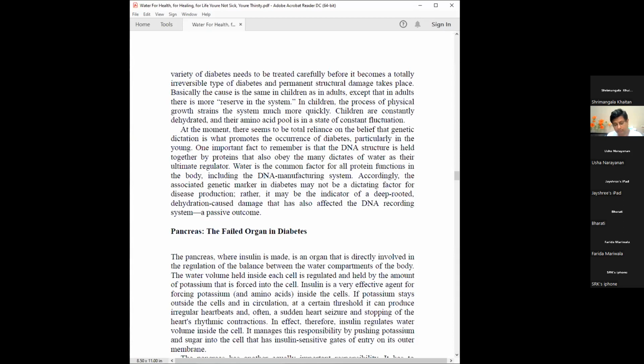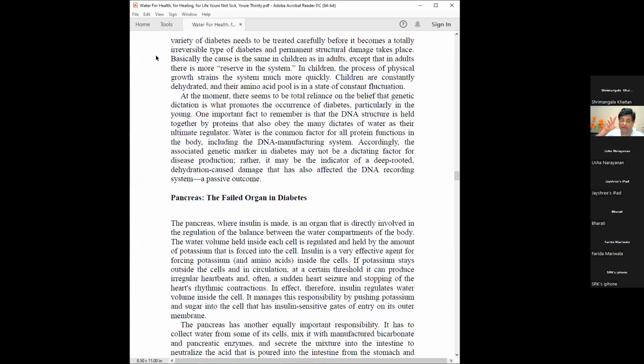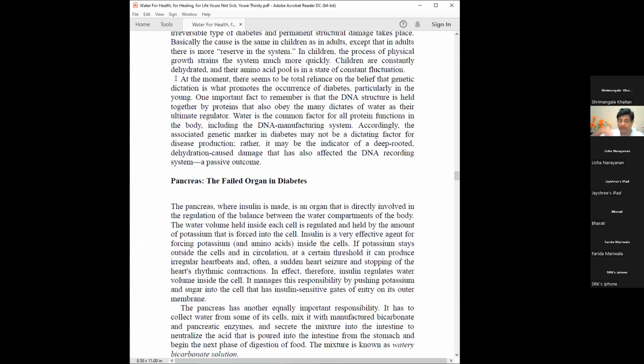Basically, the cause is the same in children as in adults, except that in adults there is more reserve in the system. In children, the process of physical growth strains the system much more quickly. Children are constantly dehydrated and the amino acid pool is in a state of constant fluctuation. So as children are growing, more water is required because the cells are multiplying, right? As the cells are multiplying, we grow. So that's why more water is required. So children are constantly dehydrated. So it's very important to keep children hydrated.